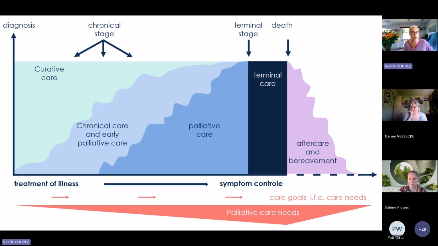When cure is no longer possible, the focus of treatment changes. The palliative care needs become more pronounced and the focus shifts from symptom control to comfort. Psychosocial and existential care needs become more prominent due to the life-threatening nature of the illness and the burden it places on all areas of life. When it becomes clear that death is imminent, the terminal stage begins.